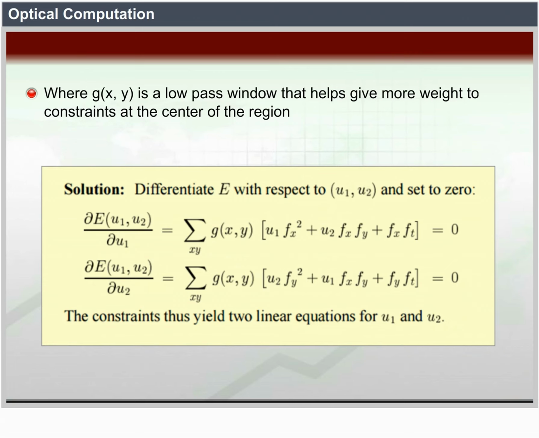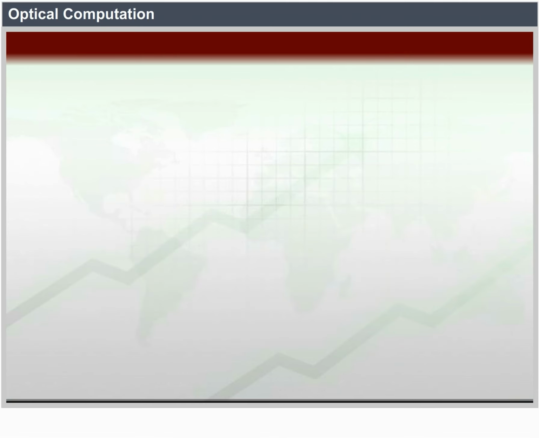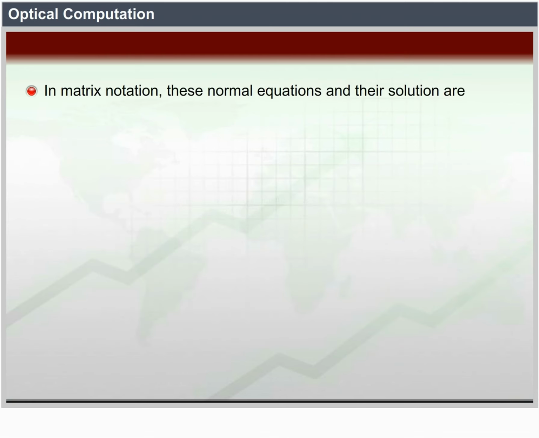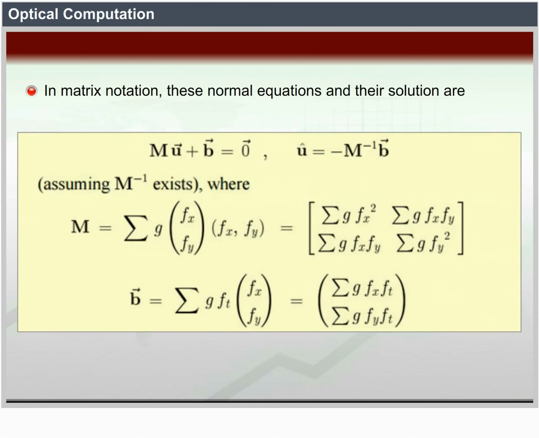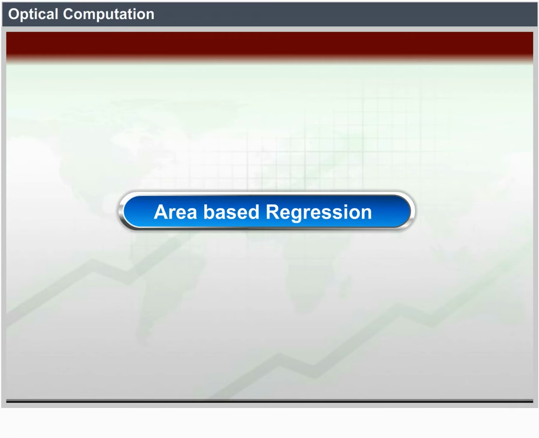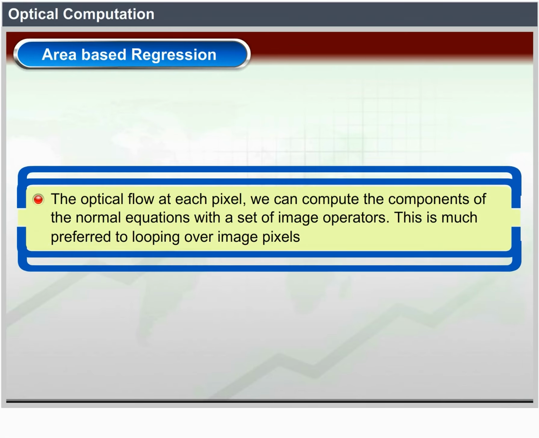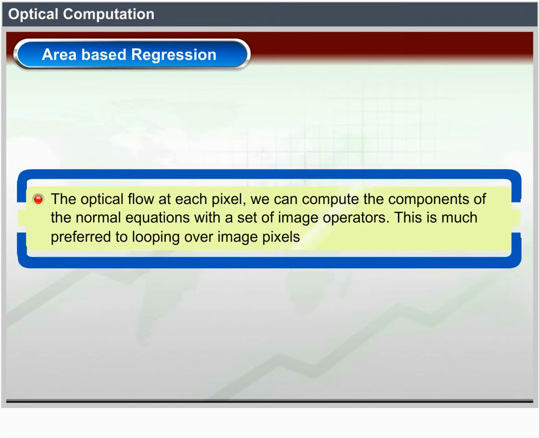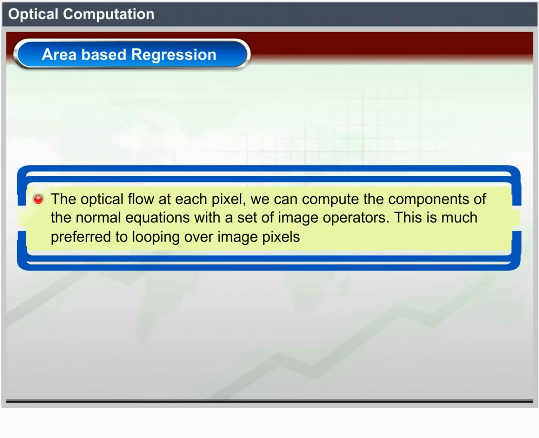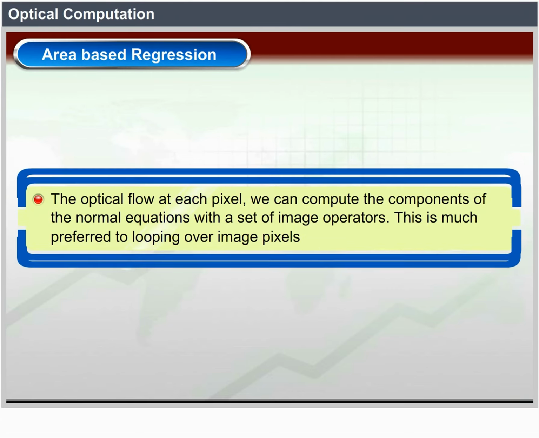The constraints thus yield two linear equations for u1 and u2. In matrix notation, these normal equations and their solution are: assuming M to the power of minus 1 exists, where M is as shown. Area-based regression: to compute the optical flow at each pixel, we can compute the components of the normal equations with a set of image operators. This is much preferred to looping over image pixels.